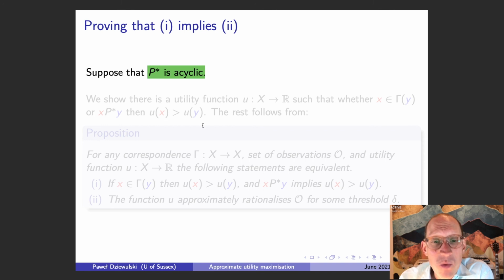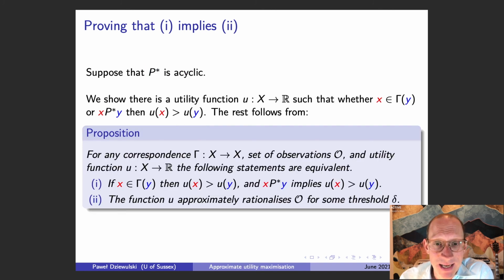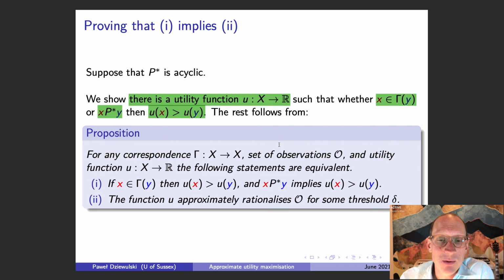And then in step 1, what I show is that whenever P is acyclic, you can always find a utility function that is consistent both with gamma and P, in the sense that if x is in gamma y, then u of x is strictly greater than u of y. If x is strictly preferable to y, then u of x is strictly greater than u of y. That's step 1. Step 2 follows from this proposition, which I want to spend a little time discussing because I think it's really important for applications.